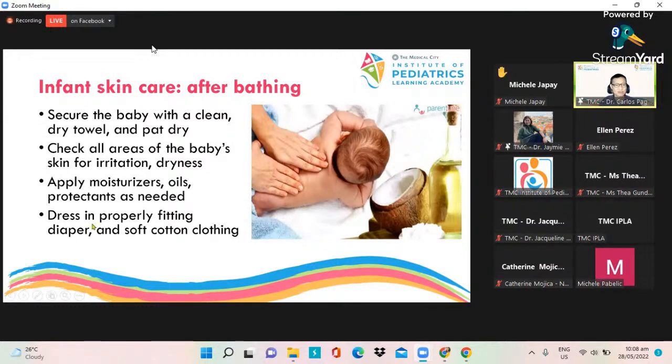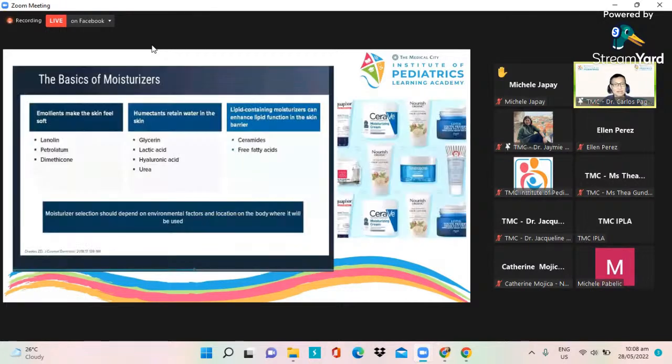And then of course, when we dress the baby properly, pinakamaganda, soft cotton clothing, at yung diaper area. Ayan. So, siguro po pwede natin pag-usapan din ang diaper area after a while. Ito, yung moisturizer, nakalimutan natin. Madalas marami nagtatanong sa akin, Dok, ano bang magandang moisturizer, di ba? So that's our slide on moisturizers.